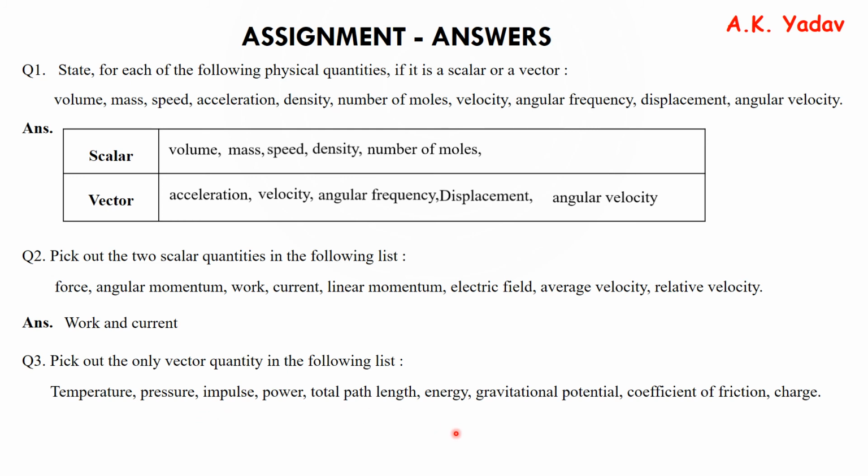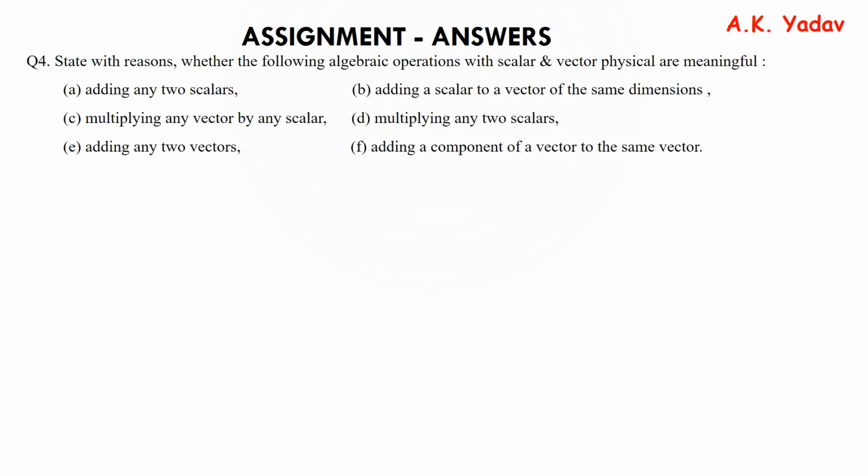Now you will study about gravitational potential in the chapter of gravitation, about impulse in the chapter of force and laws of motion. And impulse is a vector quantity. Impulse is equal to force into time, or you can say change in momentum. Now momentum is a vector quantity, so impulse is also a vector quantity. Let us move to question number 4.